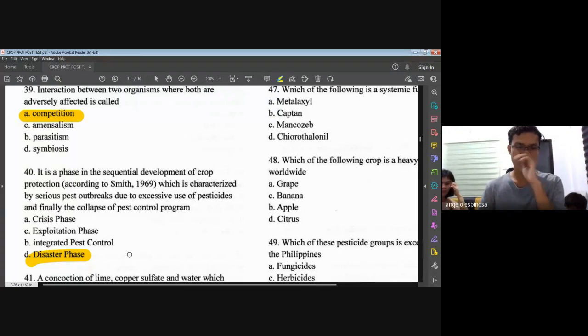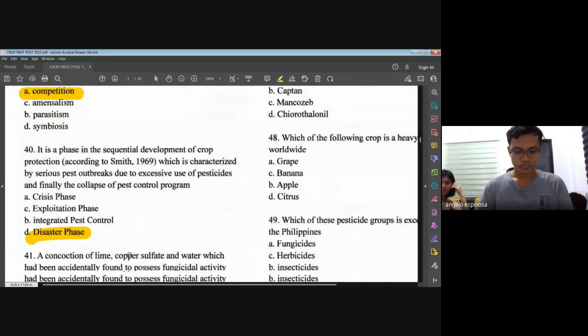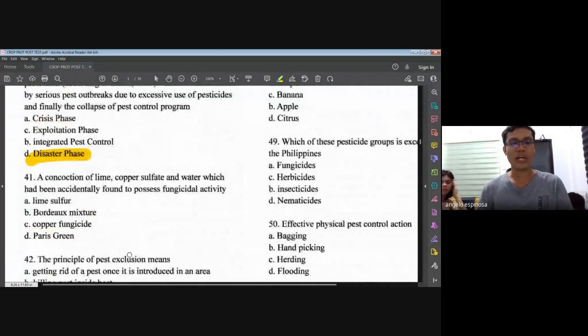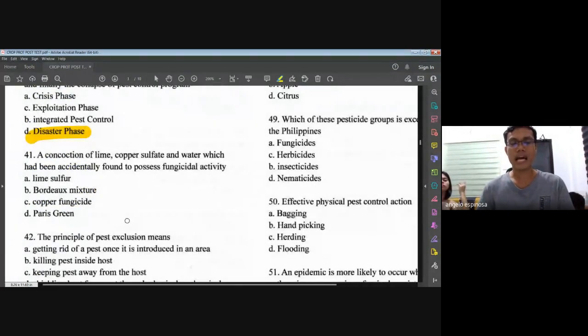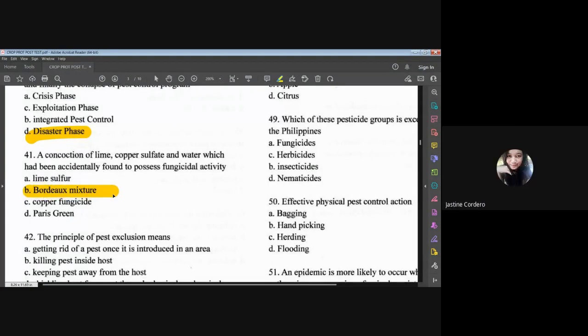Okay, disaster haste. Next, number 41, a concoction of lime, copper sulfate, and water, which had been accidentally found to possess fungicidal activity. Ano kaya yan? Actually, it was invented or discovered. Okay? By, sino ang may-ari? Or sino naka-discover niyan? It was discovered by Burdex. Kaya tinawag siyang Burdex mixture. Okay?